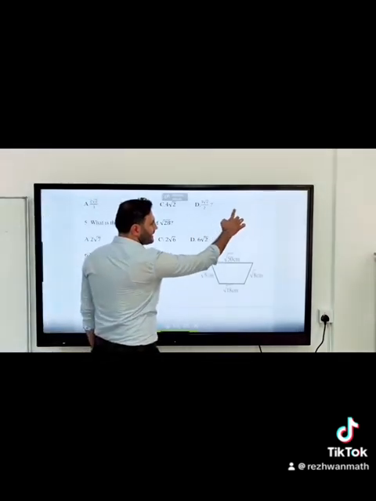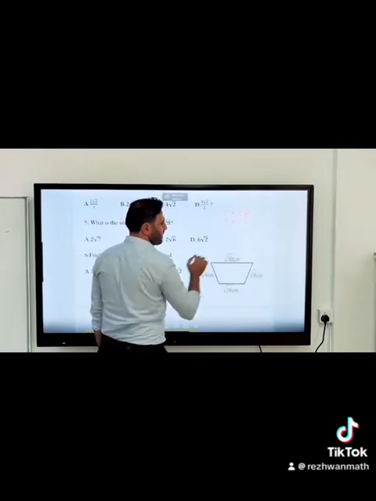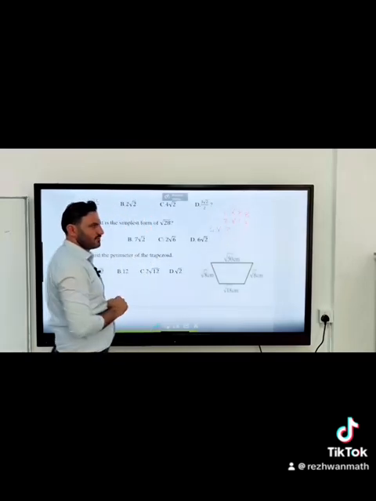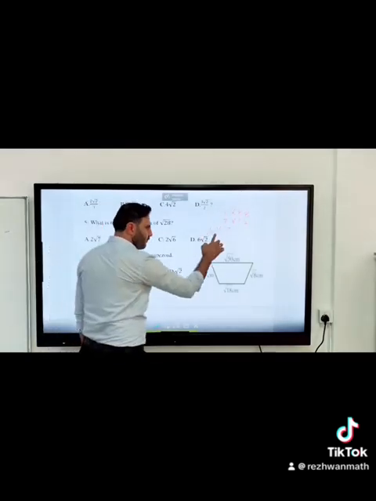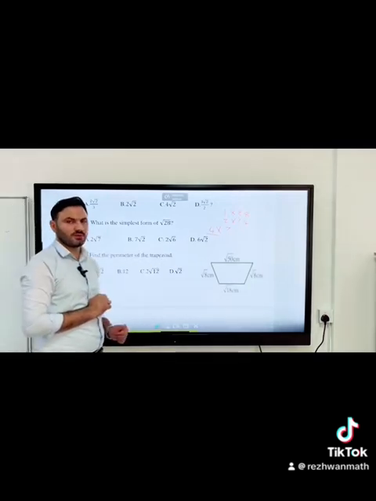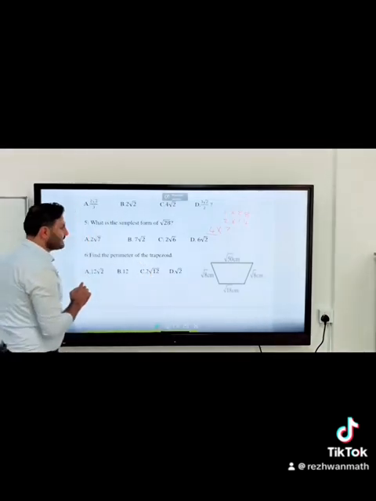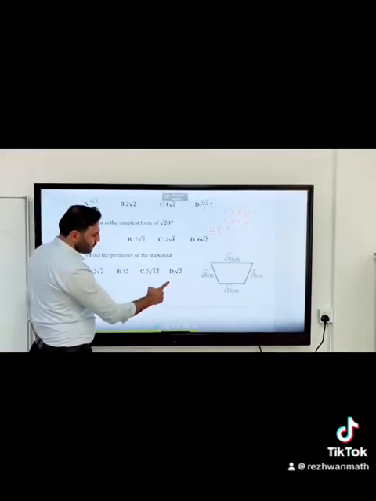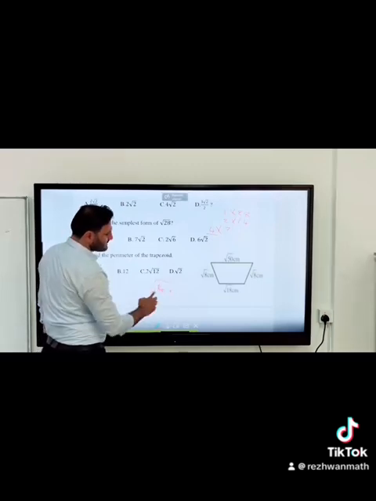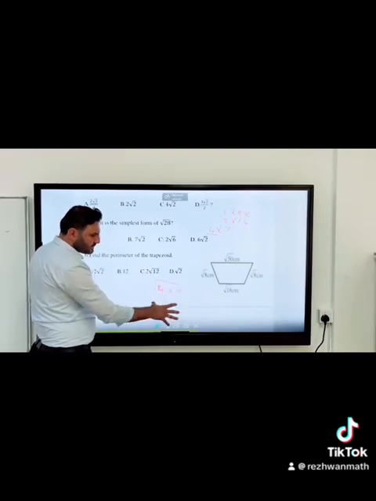Look, 1 times 28, 2 times 14, and 4 times 7. Which one is a perfect square? 4 times 7 equals 28. So because 4 is a perfect square, we have to choose 4 times 7. Now, instead of 28, you have to write square root of 4 times 7.